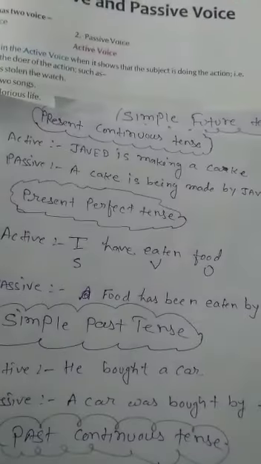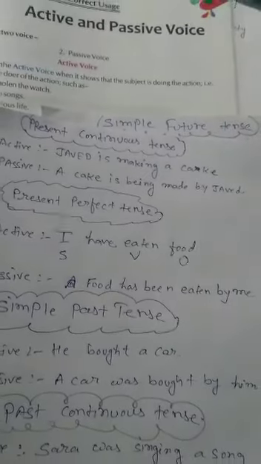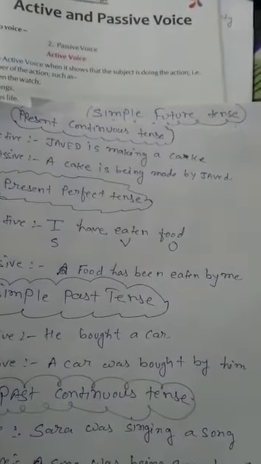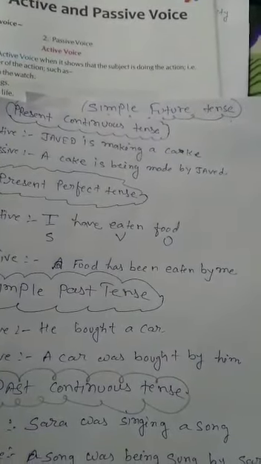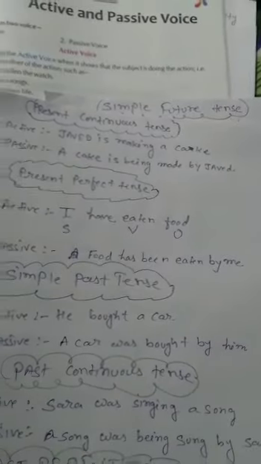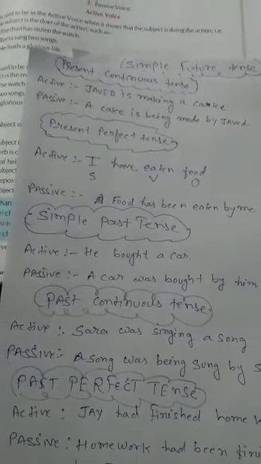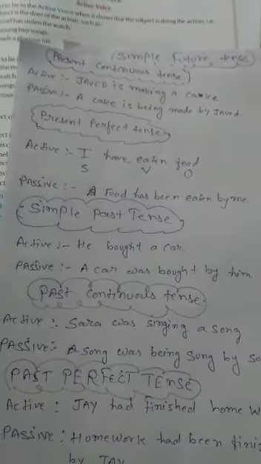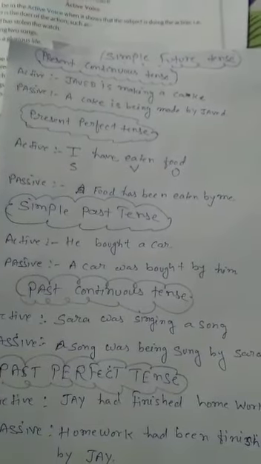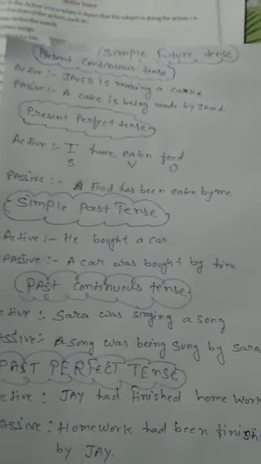Present continuous tense. Active voice: Javed is making a cake. Passive voice: a cake is being made by Javed. Present perfect tense. Active voice: I have eaten food. Passive voice: food has been eaten by me. Simple past tense. Active voice: he bought a car. Passive voice: a car was bought by him.